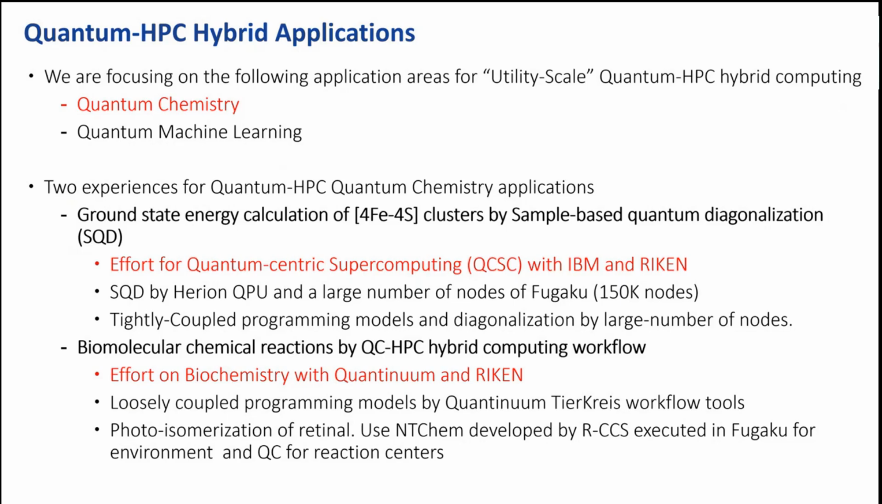The first one is an example of tightly coupled programming, which uses a direct access API and diagonalization by a large number of nodes in Fugaku. The second one is relatively loosely coupled programming controlled by a workflow tool. Quantinuum also provides a workflow tool to make use of the quantum HPC job scheduler effectively.